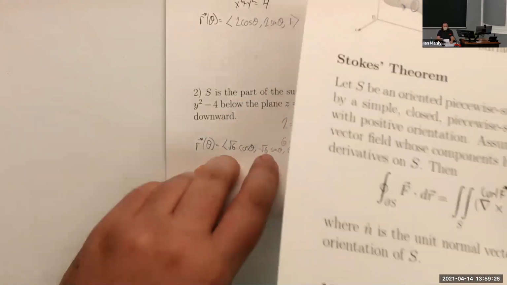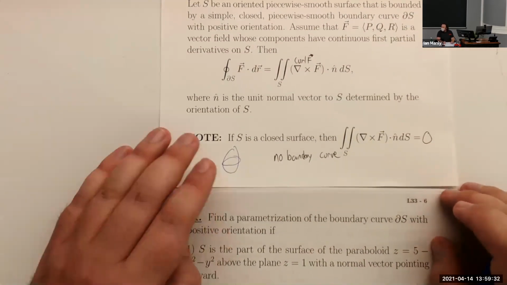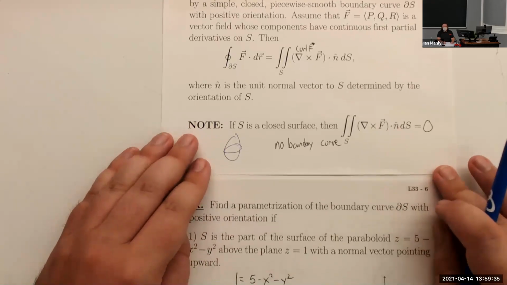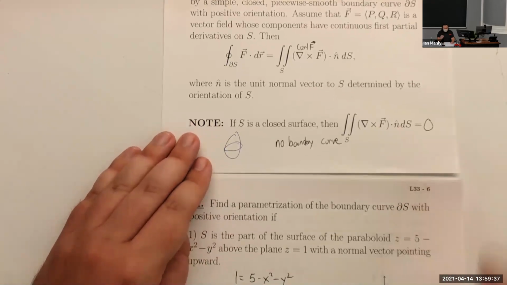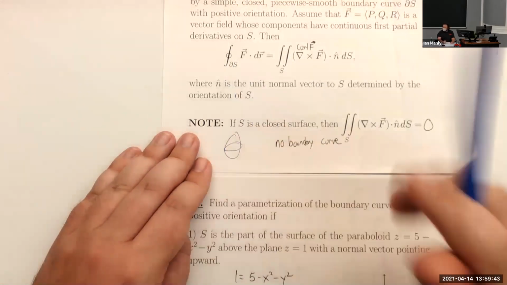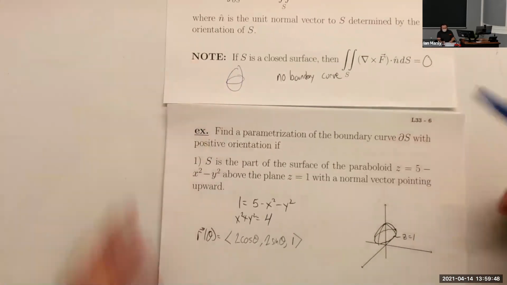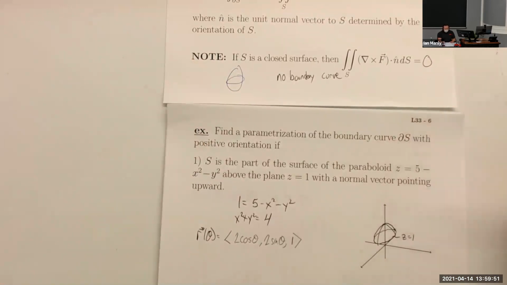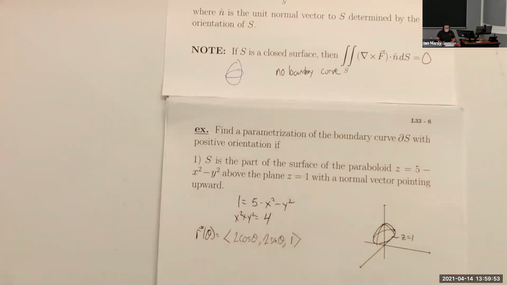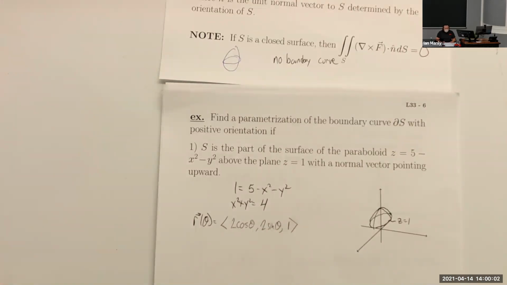All right, so let's go ahead and practice this. What we're going to do first is practice finding parameterizations of these boundary curves, and then we're going to use that practice to help us use Stokes' theorem, because we need to know what the boundary curve is. All right, so find a parameterization of the boundary curve delta S, or the boundary of S, with positive orientation if, now here's the first situation, S is the part of the surface of the paraboloid z = 5 - x^2 - y^2 above the plane z = 1, with a normal vector pointing upward.